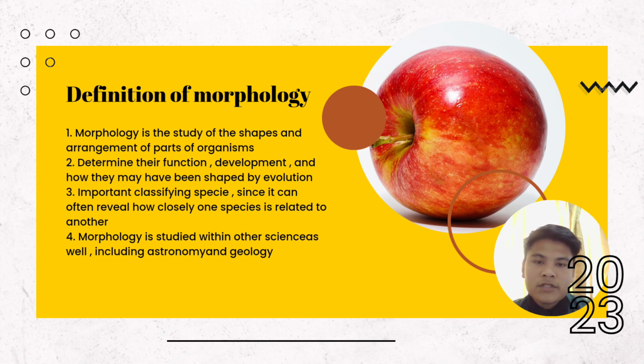Definition of morphology. Morphology is the study of the shapes and arrangement of parts of organisms. Determine their function, development, and how they may have been shaped by evolution. Important in classifying species, since it can often reveal how closely one species is related to another. Morphology is studied within other sciences as well, including astronomy and geology.